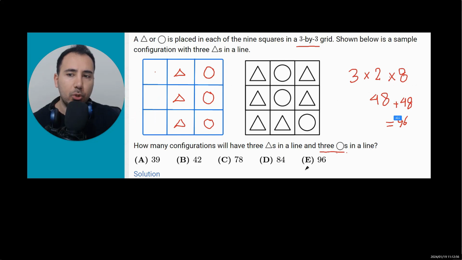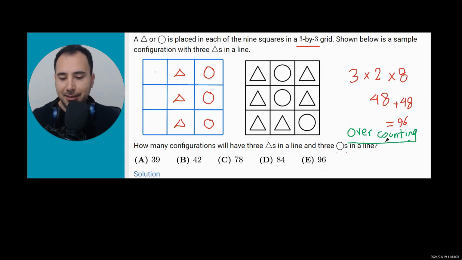A lot of people will choose this, but they're forgetting something. This is not right. 96 is not right because in the approach we just did, we had a problem, and the problem was overcounting. So this is not the real answer. The answer will be a little less than this because of the overcounting issue. I'm going to explain why we have overcounting.